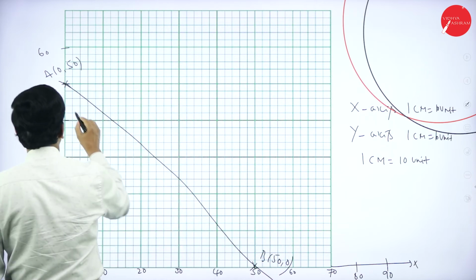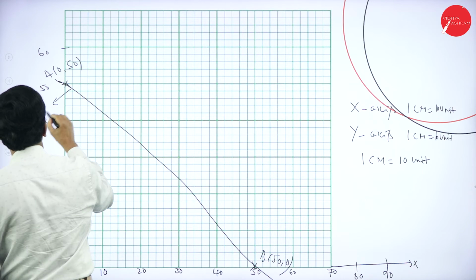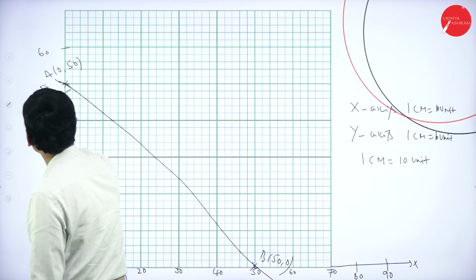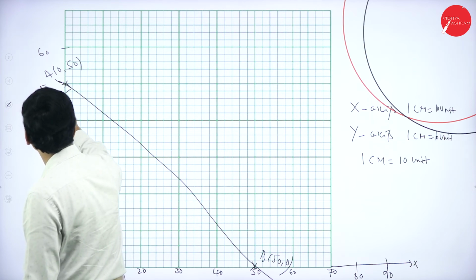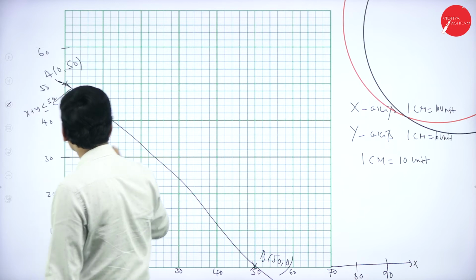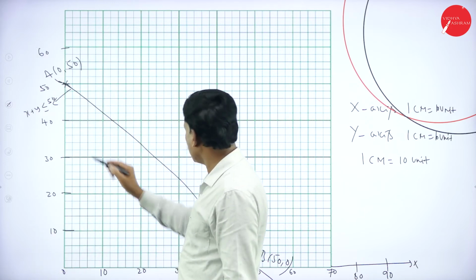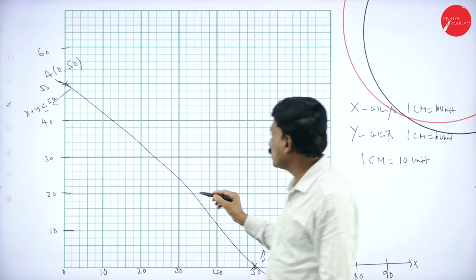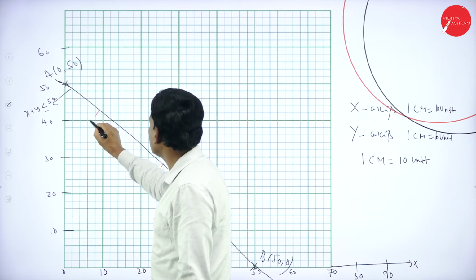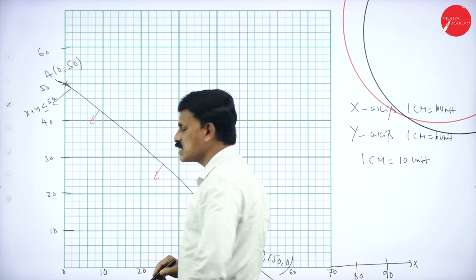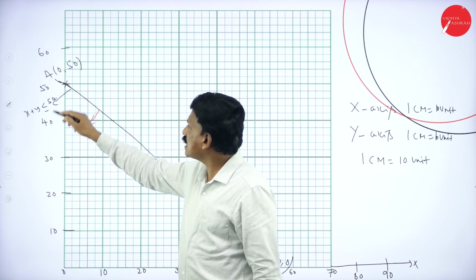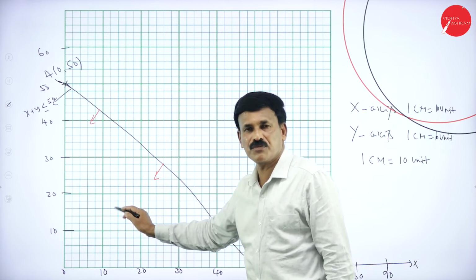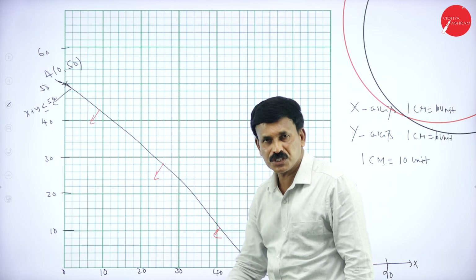Now what is the condition here? This line is nothing but x plus y is less than or equal to 50. That means x plus y is less than or equal to 50 means for this straight line the feasible region is towards the origin, because x plus y is less than or equal to 50. Less than 50 comes towards the origin 0, comma 0. Therefore the feasible region is towards the origin, that is towards the downwards region.